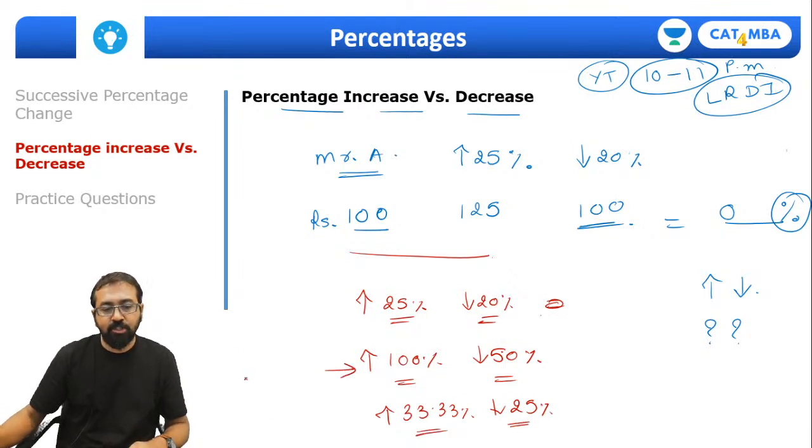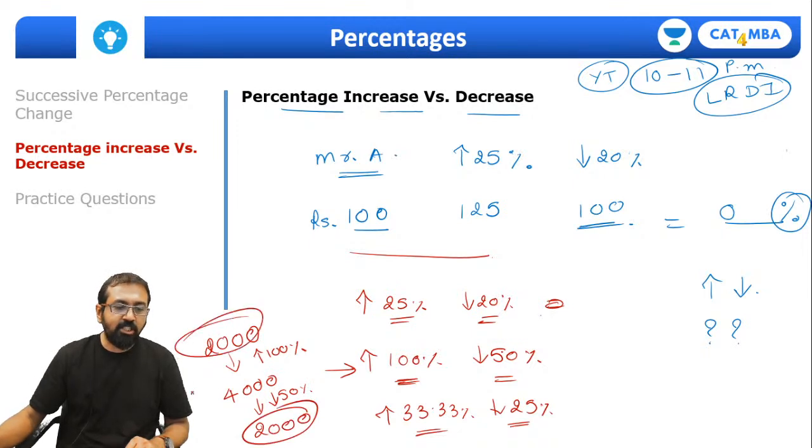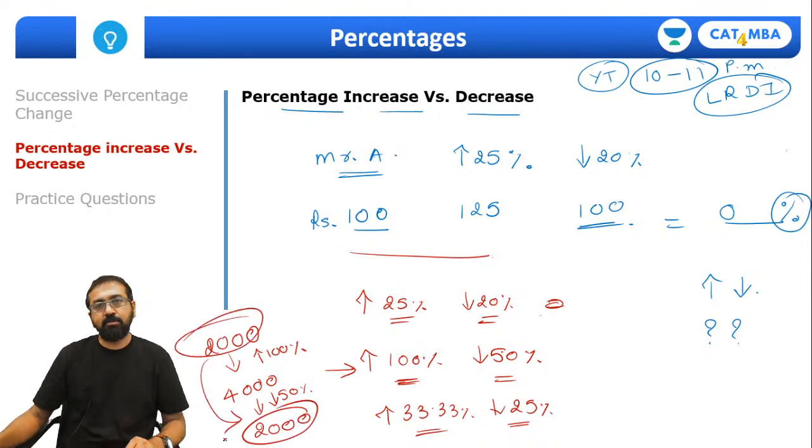Let's take one example for this one. Suppose Mr. A's salary is 2000 rupees. Increase it by 100%. So can I say after an increase of 100%, it will become double? It will become 4000. Increasing something by 100% means making it double. And then decrease it by 50%. So what is 50% of 4000? It's 2000. Reduce it by 50%, so it will again become 2000. So can I say it was initially 2000 and now once again it has become 2000? So that means this pair of percentages will cancel off each other, right?